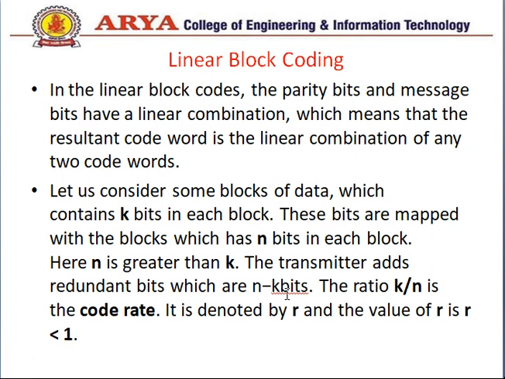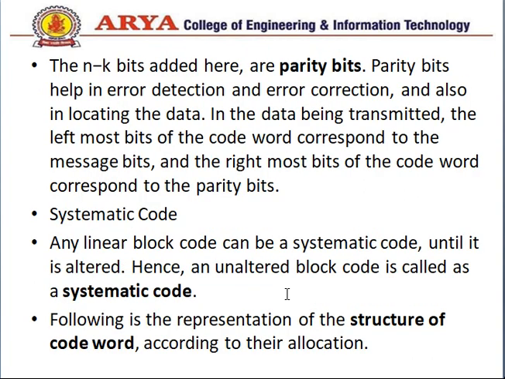The ratio k/n is the code rate. It is denoted by small r, and the value of r is less than 1. The n minus k bits added here are parity bits. The parity bits help in error detection and error correction, and also in locating the error in the data. In the data being transmitted, the leftmost bits of the code word correspond to the message bits, and the rightmost bits of the code word correspond to the parity bits.